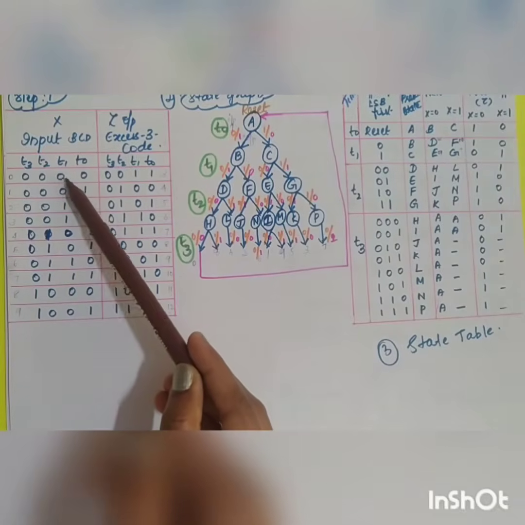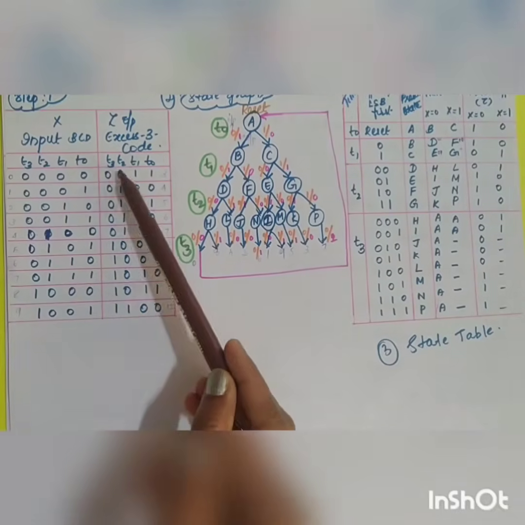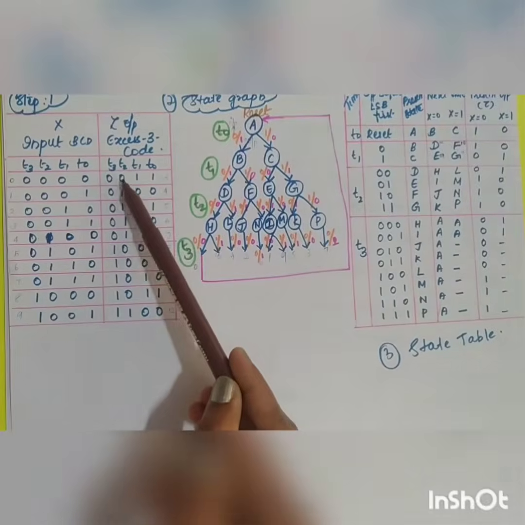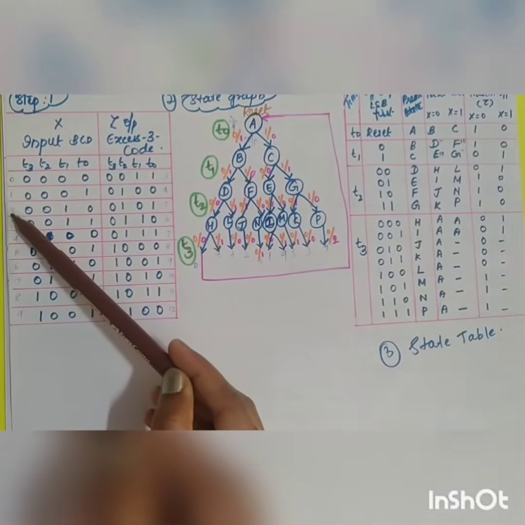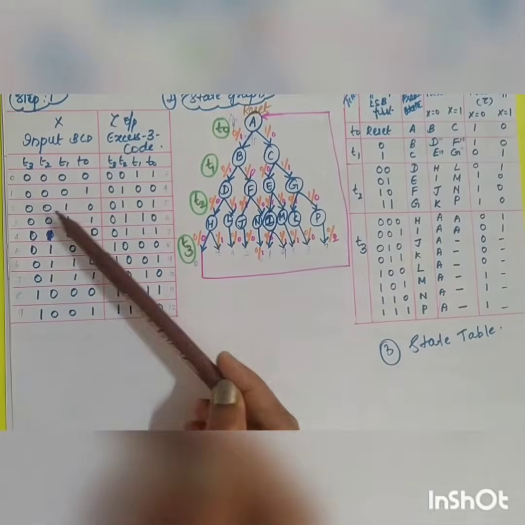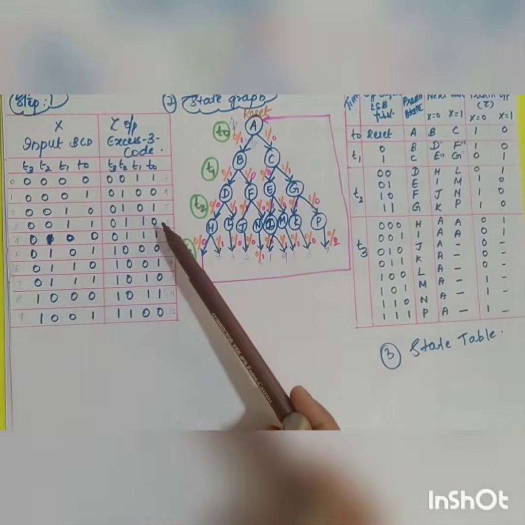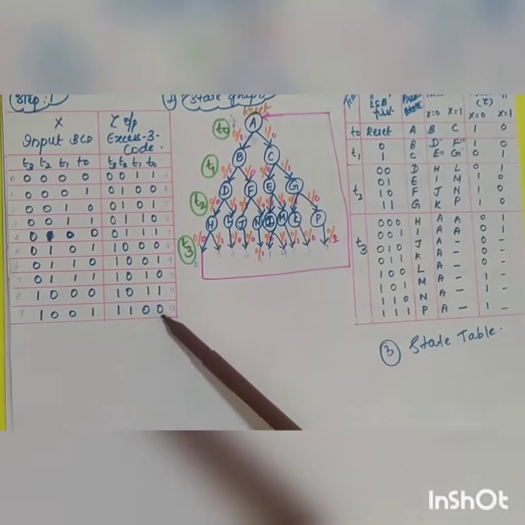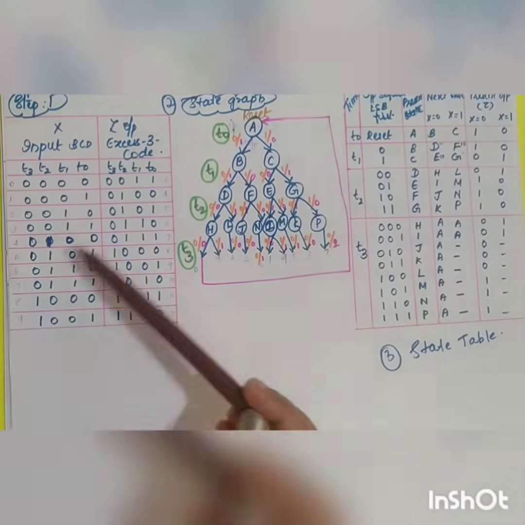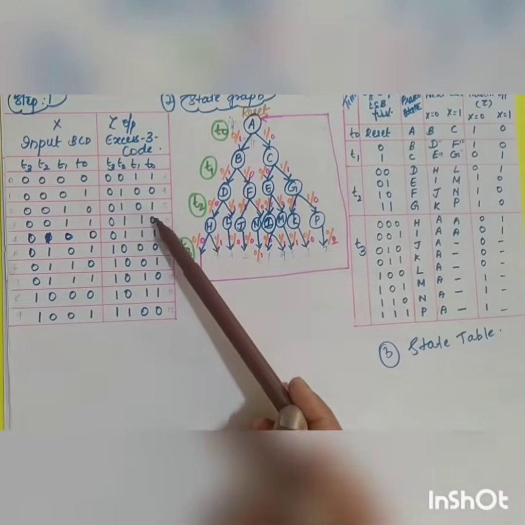For example, 0, 0, 0, 0 is BCD 0. When you add 3, it is 3, that is 0, 0, 1, 1. Similarly, 1 plus 3 is 4. 2 plus 3 is 5. 3 plus 3 is 6. It goes on, and finally 9 plus 3 is 12, which is 1, 1, 0, 0. So this is your input and output table, step 1.